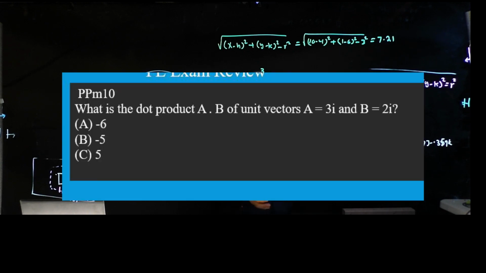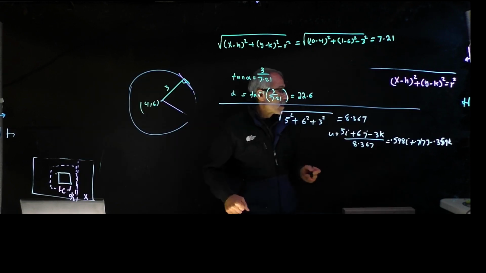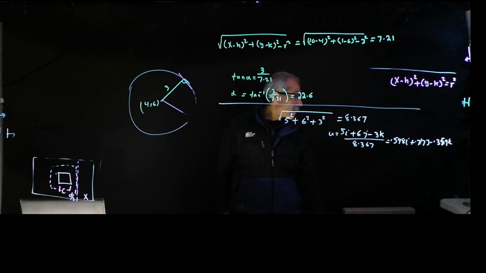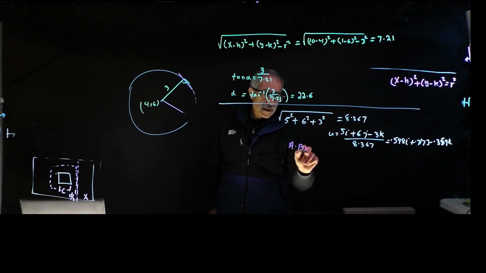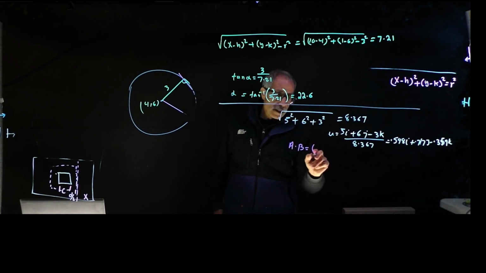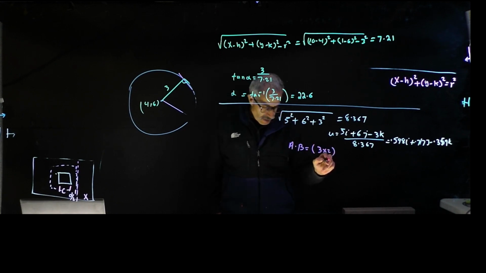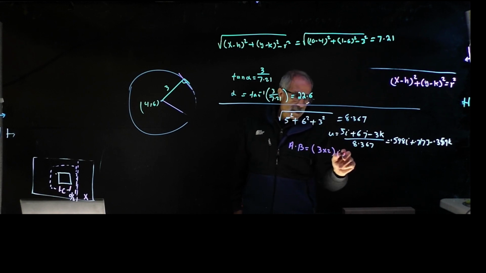Here's another easy one. What is the dot product of A and B, unit vectors? A is equal to 3i and B is equal to 2i. I'll review the dot product on your handbook. There's nothing to it. It's pretty easy, and you can do this in 20 seconds. This one is dot product, so it really is A dot B, and that's going to be basically 3 times 2, and that's going to come out to 6.